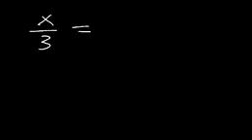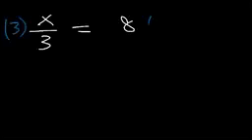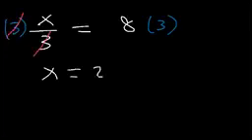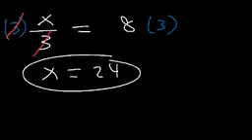x divided by 3 is 8. What do we need to do to get x by itself? How can we solve for it? The opposite of division is multiplication. So we need to multiply both sides by 3. 3 divided by 3 is 1, so those numbers will cancel. 8 times 3 is 24. And that's all you need to do for that problem.